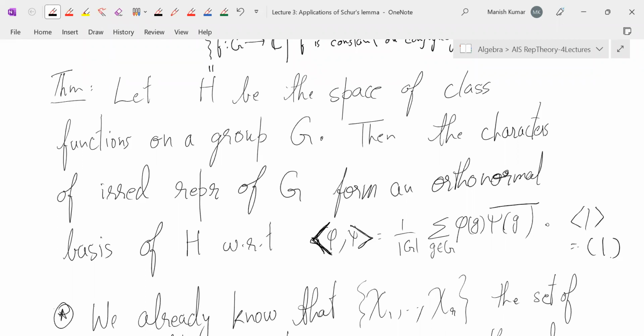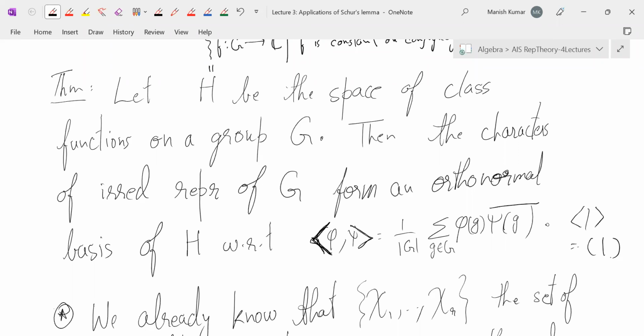It's a pairing. It's linear in the first, conjugate linear in the second. So it's a nice pairing on this complex vector space. And what we are saying is that the irreducible characters of the irreducible representations form an orthonormal basis.